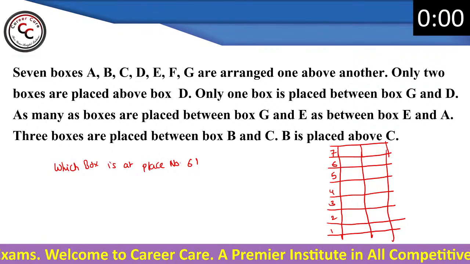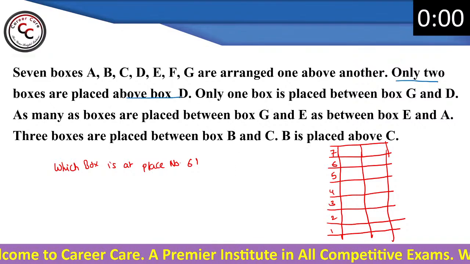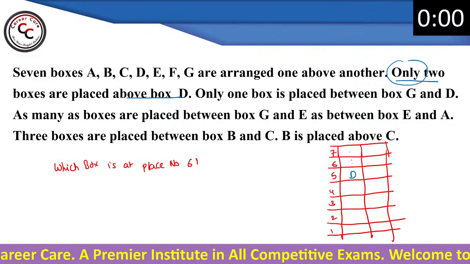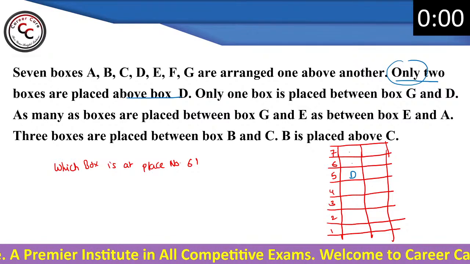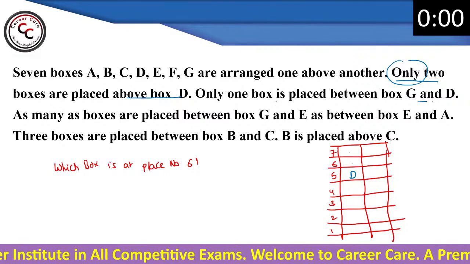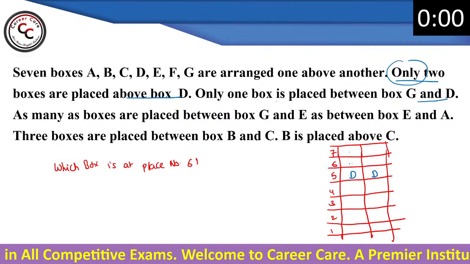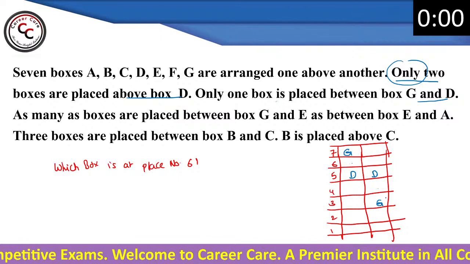Chalo, let's see. Now, only 2 boxes are placed above D. As the keyword only is present, you can put D in 5th place. So 7 boxes are to be arranged, one above another. So total there are 7 boxes. Only 1 box is placed between G and D. So here you will be getting 2 possibilities: D, 1 box, G on top, or D, 1 box, G at the bottom. Anything.